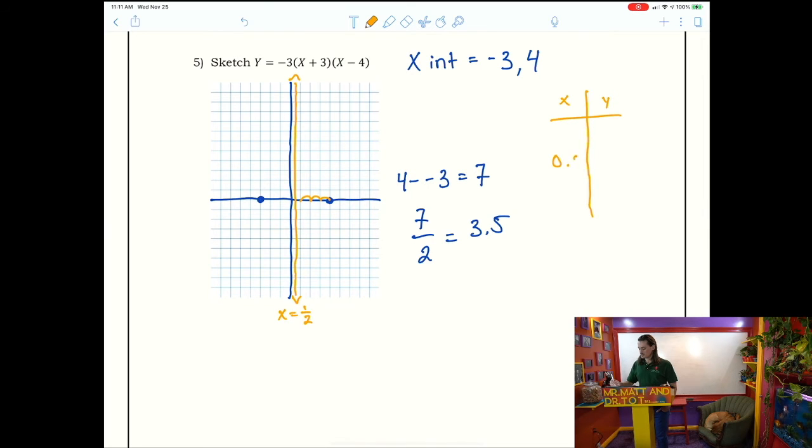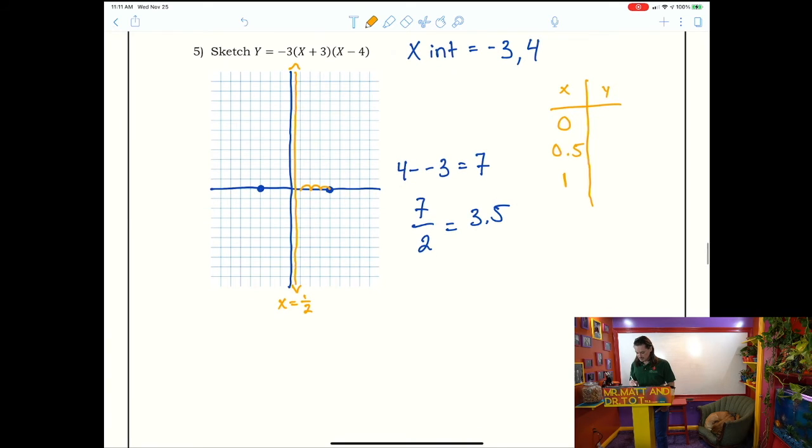But let me also test the values of 0 and the values of 1, just to get two other points to the left and to the right. So evaluating 0, I'm going to have -3 times 0 plus 3 times 0 minus 4. That's going to be -3 times 3 times -4. That's going to be -3 times 3 is -9. -9 times -4 is going to be a +36.